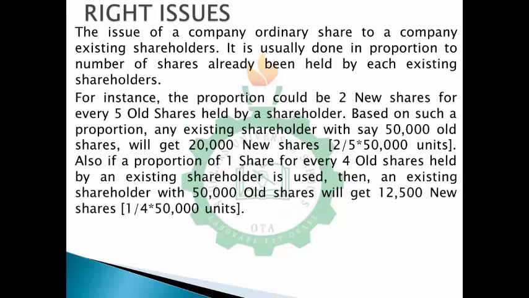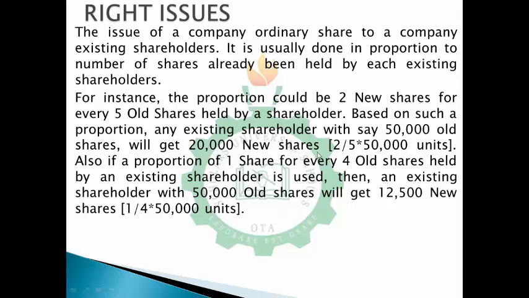Take for instance, the proportion could be maybe 2 new shares for every 5 old shares held by each shareholder. So what that means is for every 5 old shares held by every shareholder, we'll be giving them 2 new shares, and based on such proportion, an existing shareholder with maybe 50,000 old shares would get 20,000.